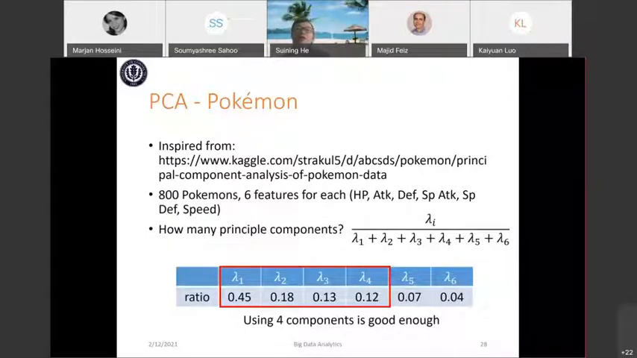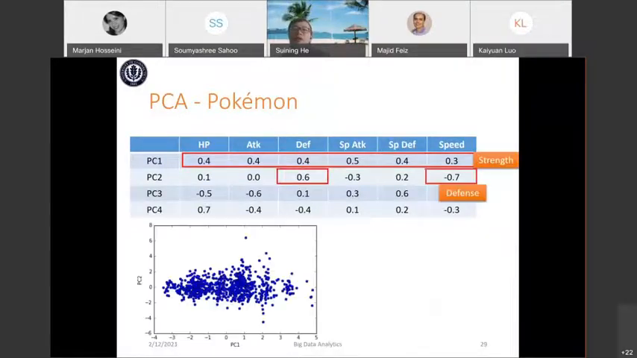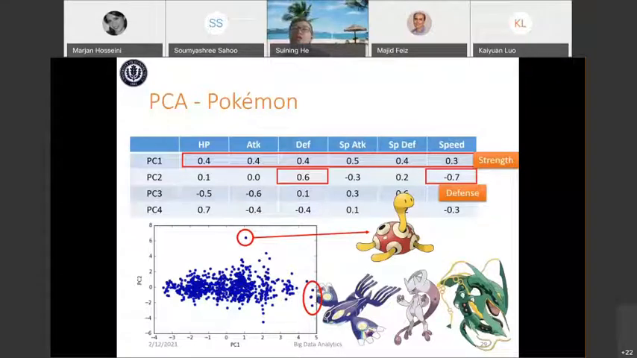Pokemons have HP, attack power, defense, special attack, special defense, and speed. So with these different features, they feed this data set to the PCA and first check whether using 4 components is good enough to describe the entire Pokemon data set. Then they conduct some visualizations and look at the data points of the entire Pokemon data set. Interestingly, when we look at the first principal component, they project it and look at the values.